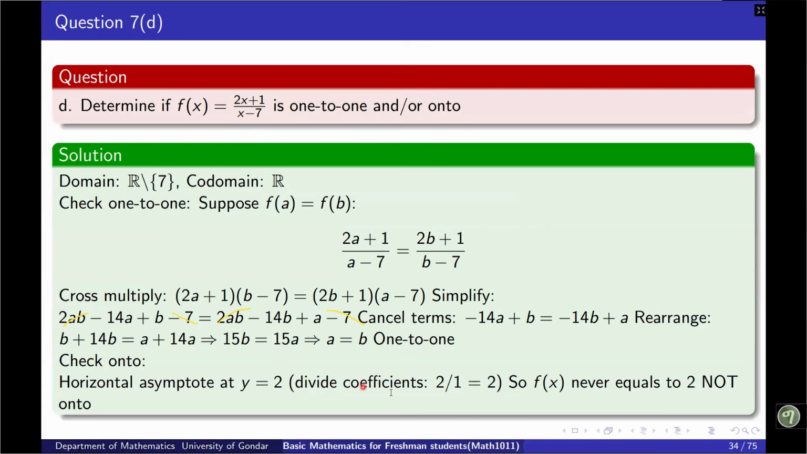So f of x never equals 2. It is never exactly equal to 2, because y is equal to 2 is a horizontal asymptote. The graph may approach it, but it never touches or intersects it. So there exists 2, which is an element of the codomain but not of the range of the given function, so the function is not an onto function.